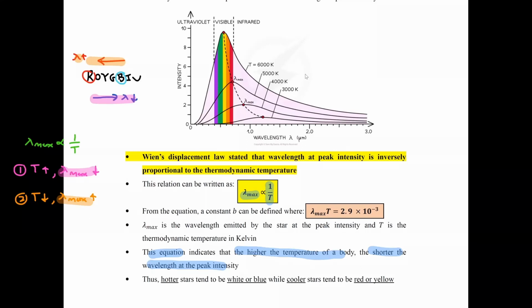From here, we can then conclude that the hotter your star, your wavelength is actually decreasing, so you're going towards the bluish side of the spectrum, your star tends to be white or blue. But on the other hand, if your star is cool, your temperature is low, your wavelength is high, you're going towards the reddish side of your spectrum, so your star tends to be red or yellow. That's how you work out the color here, by looking at how the wavelength is changing.